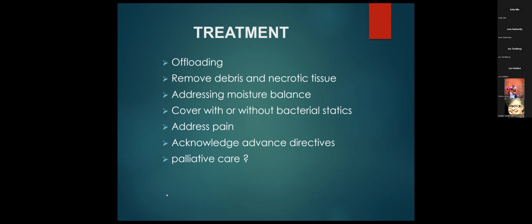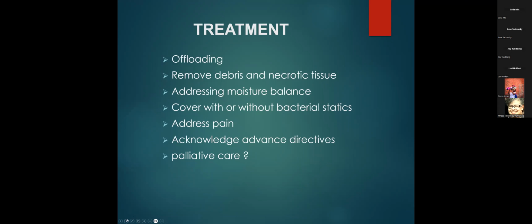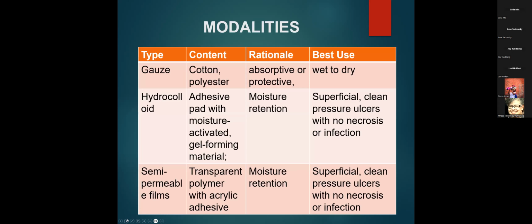Okay, in terms of other treatments, you want to make sure that you address the pain, not only if it's static pain, but pain with movement. Sometimes with people that are not verbal, you have to look at their facial expression to see if they're grimacing. And then finally, you want to always have a balance of advanced directives and palliative care to see if those end-of-life issues need to be addressed. Next slide, please.